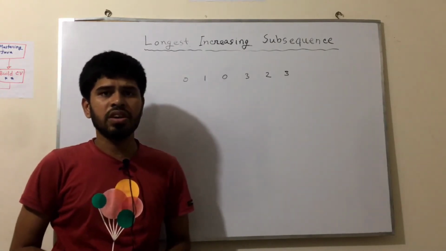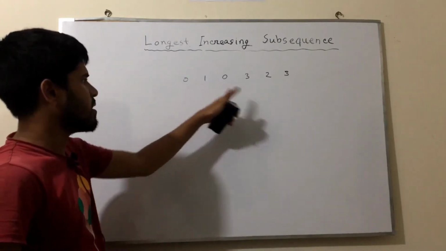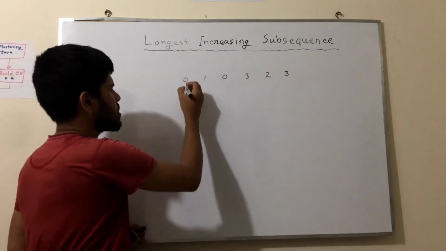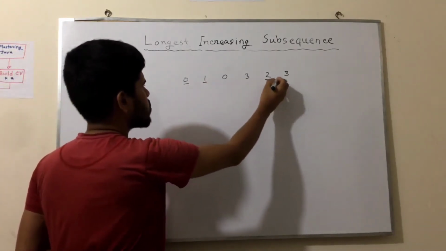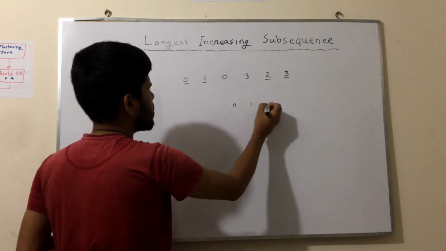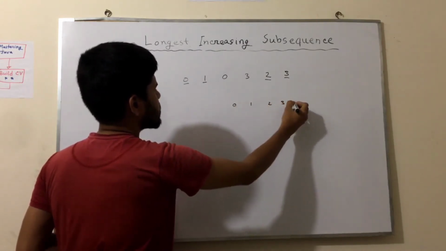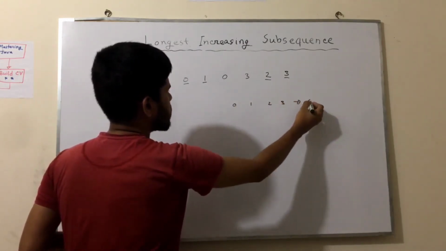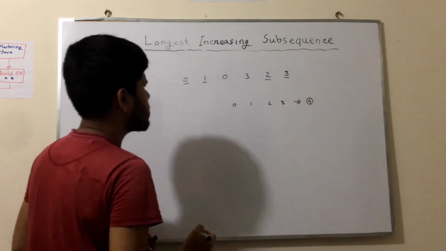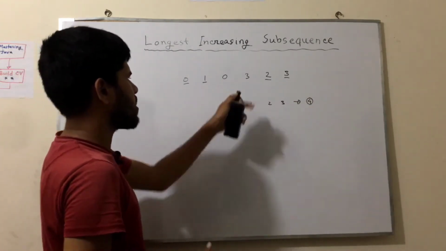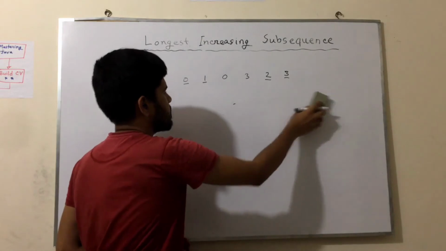What is the longest increasing subsequence for this given list of numbers? That is 0, 1, 2, 3. The length is 4. We should return 4 for this given list of numbers.